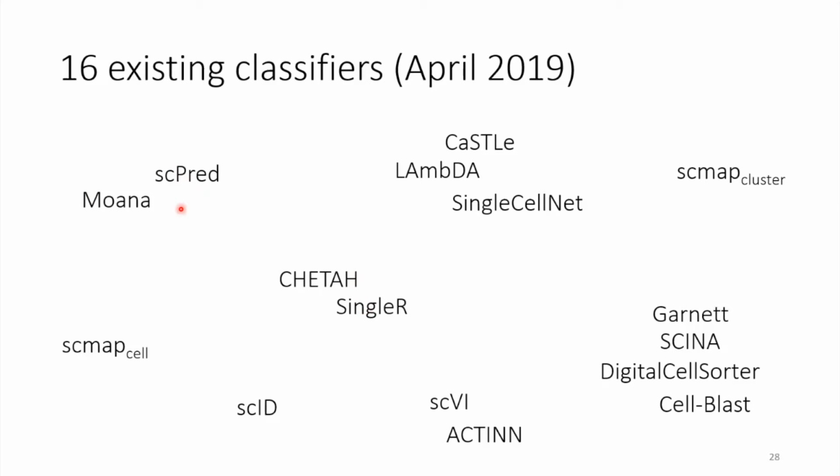SC-Predict is a support vector machine. They have a smart way to select the features they use for classification, but it is simply a support vector machine classifier, as we explained now.